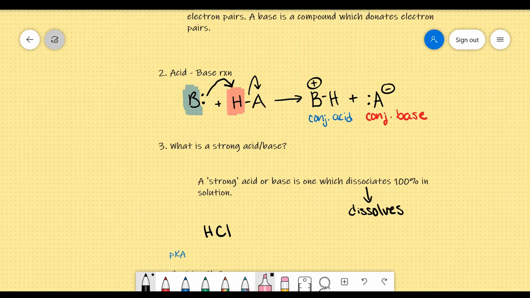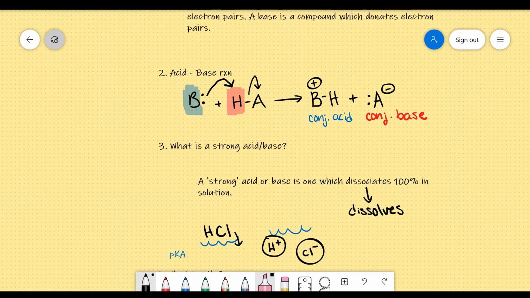But this acid right here, hydrochloric acid, is strong. So what that means is if we put it in some water, what's going to occur is that in the water, in the solution, we are going to have separated H plus and Cl minus ions. It's going to dissociate 100%.